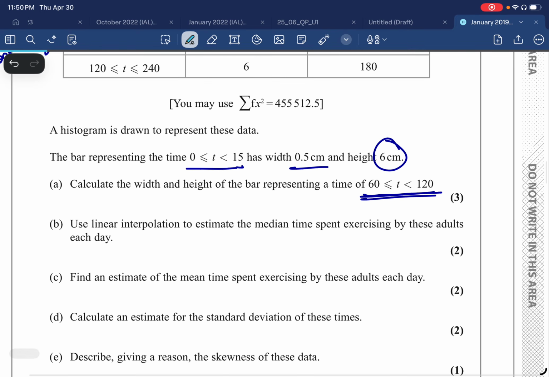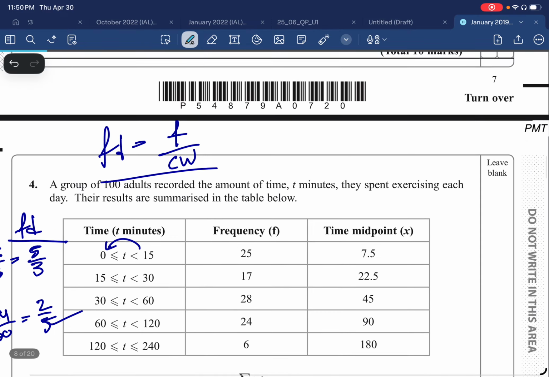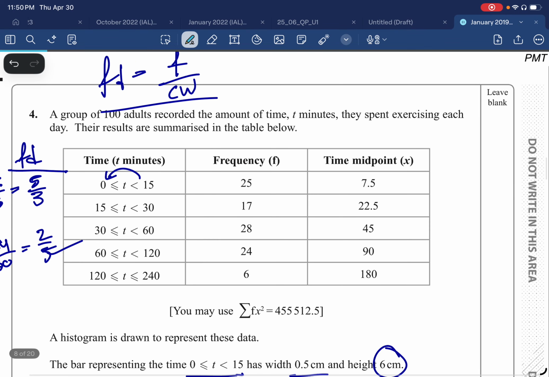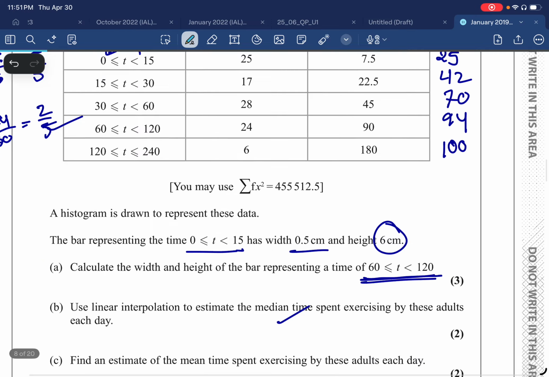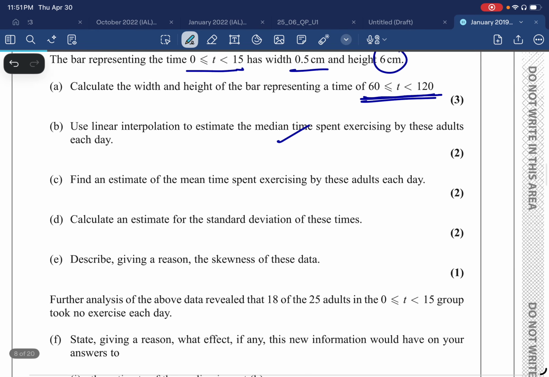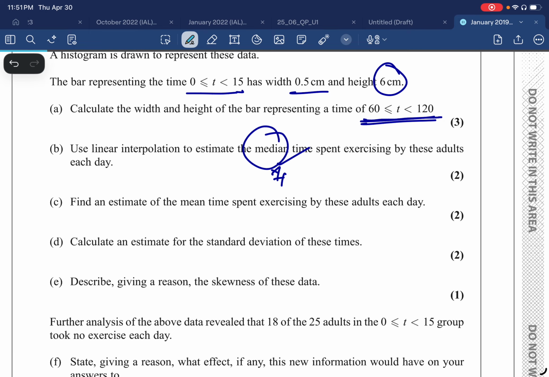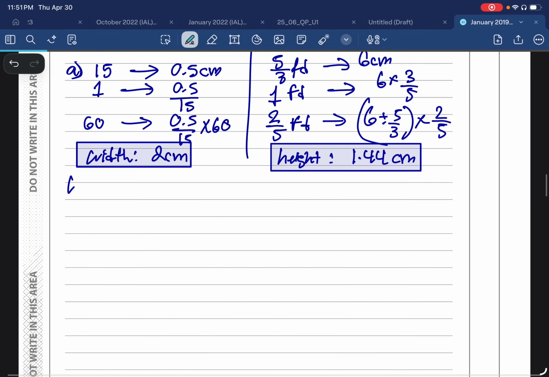Use linear interpolation to estimate the median time spent. Okay, good. So over here, we're looking for interpolation. You have to find the cumulative frequency. This is always going to be 25, and that's always going to be 100. 25 plus 17 is 42. Plus 28 is 70. Plus 24 is 94. Now, since the median is half of your entries, half of 100 is 50.